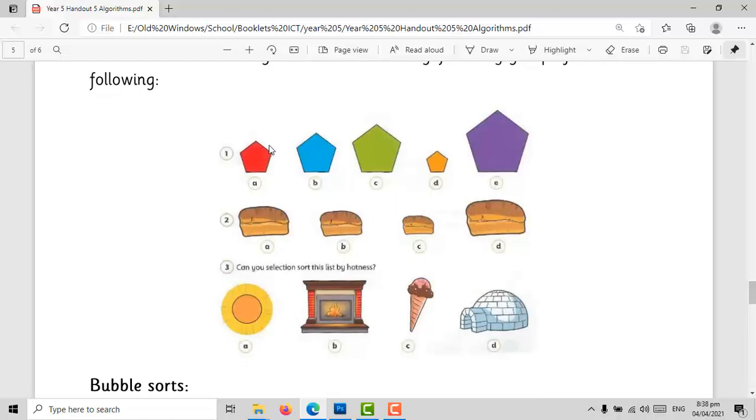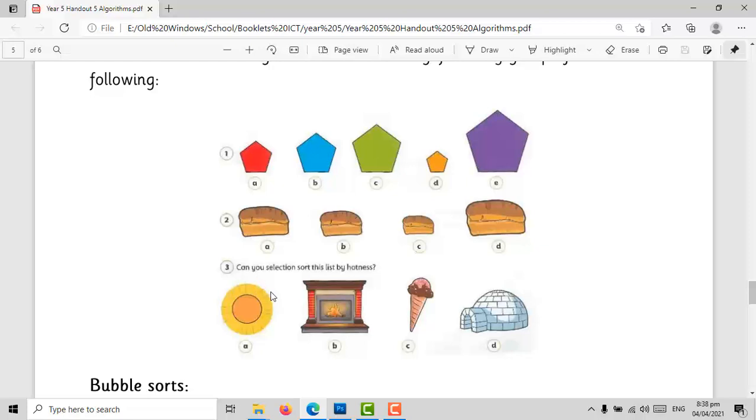The trick in this activity is that in the first list you're going to arrange them by size. If we were using selection sorting, we're going to choose E and then C, because E is the biggest and C is the second biggest, and then D, A, and B. Sorry, this is B and this is D. Again, on the second list we're going to arrange them by size, from the biggest all the way to the smallest.